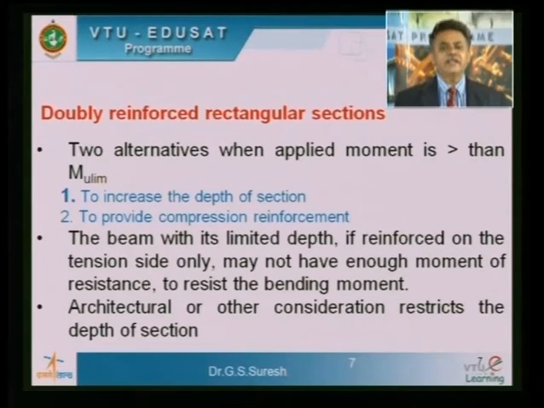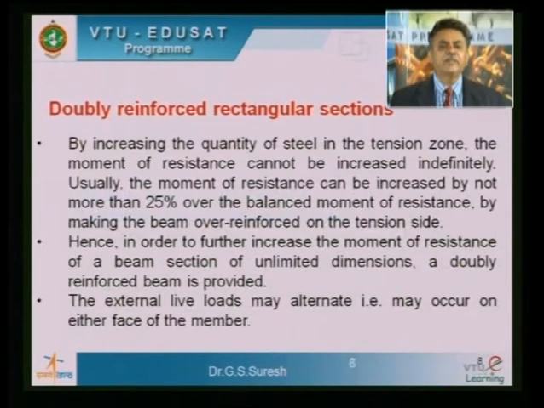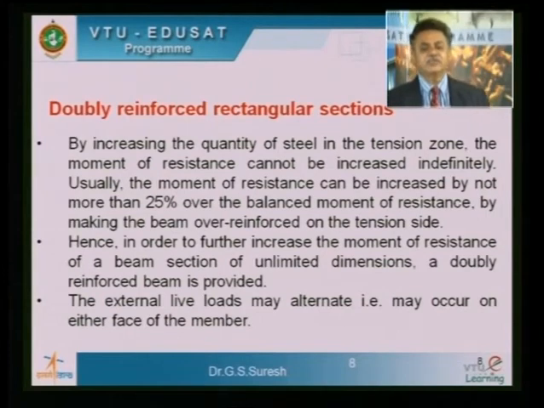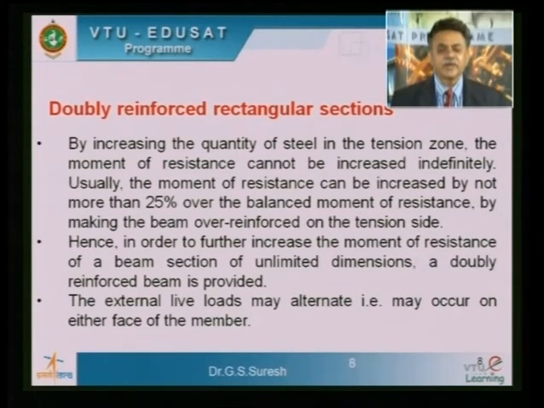Sometimes the architects or the user says that I don't want so much depth which you get from the singly reinforced section. They restrict you to a particular depth, then that particular depth will not have the required ultimate moment of resistance to match the external bending moment. By increasing the quantity of steel in tension zone, you cannot make more and more, as I have already told you. Then what should we do? We have to go for the doubly reinforced section.